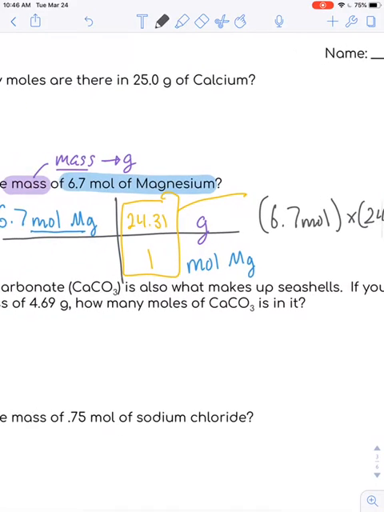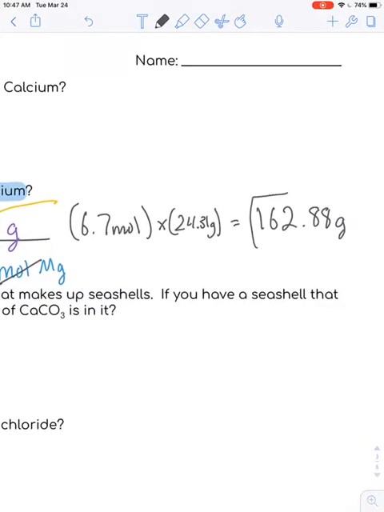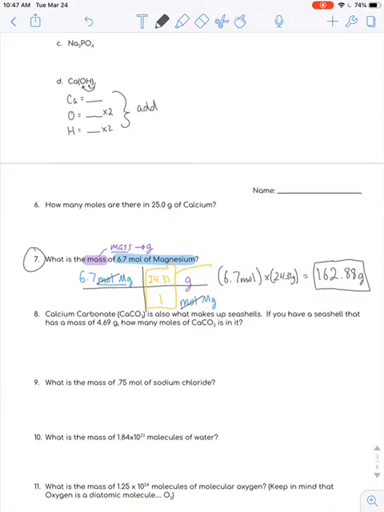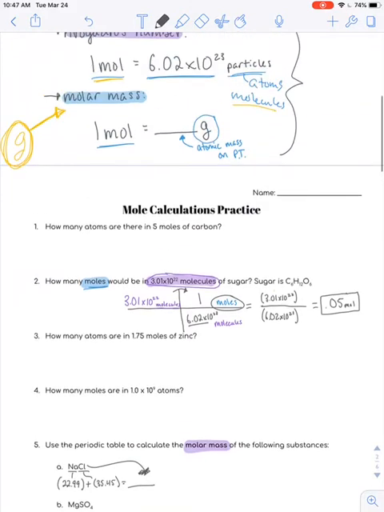And when we do that, we can show that those units cancel out, moles cancel out, and we're only left with grams as our answer. So if we type that in, 6.7 times 24.31, that is going to give us 162.8. We'll round that a little bit. And so those goal units are grams, so that is going to be grams. So when it says, what is the mass? We're looking for mass. Our answer is always going to be in grams. So that's an example using molar mass and an example using Avogadro's number.